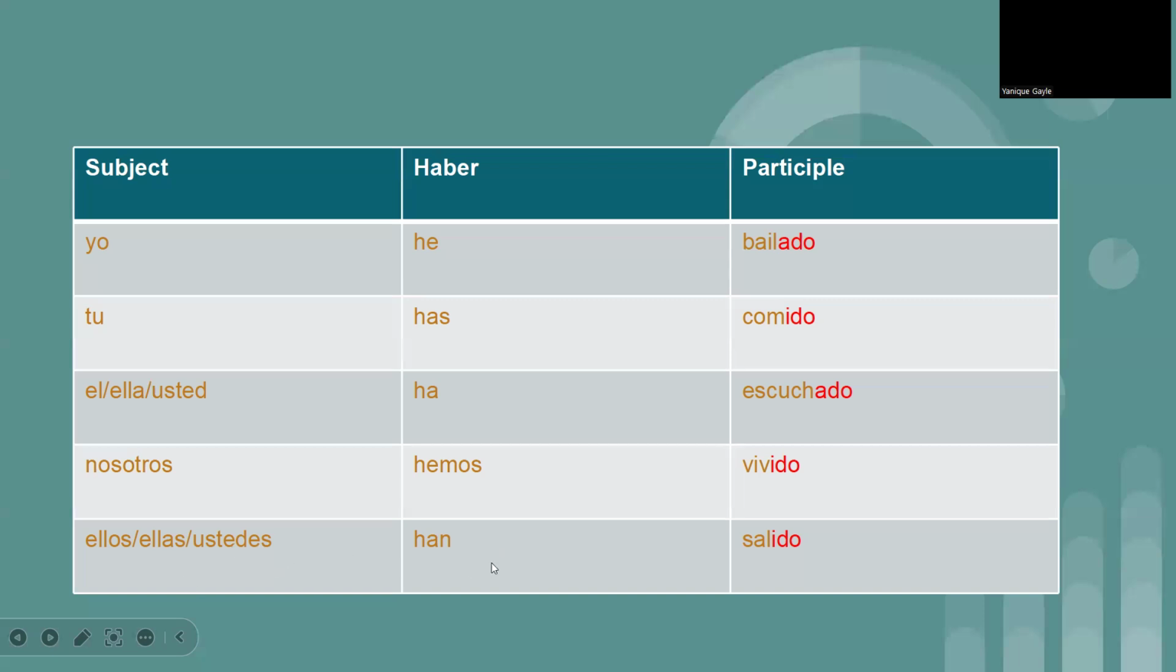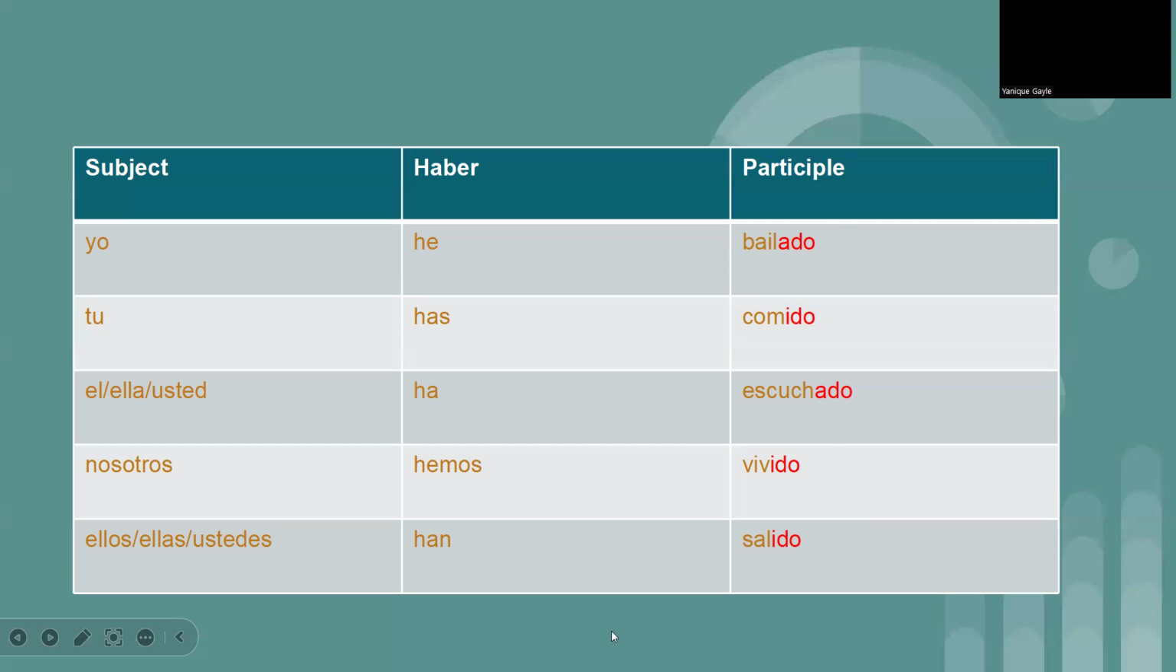Ellos, ellas, ustedes han salido. El verbo es salir. It ends in IR. Salir means to leave. So we take off the IR and we add ido, salido. It's saying they have left. So this is how we would conjugate the present perfect in Spanish: the auxiliary verb haber, which would be like have, and the past participle of the AR, IR, or ER verbs.